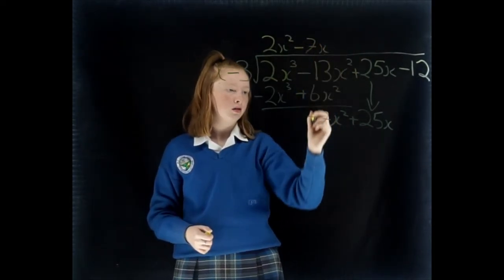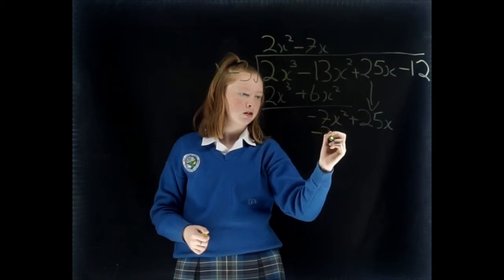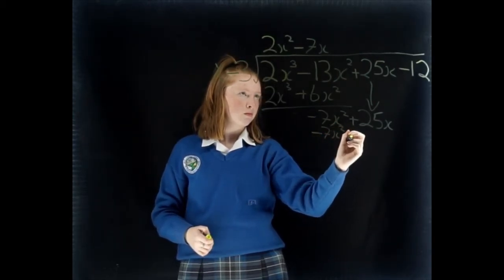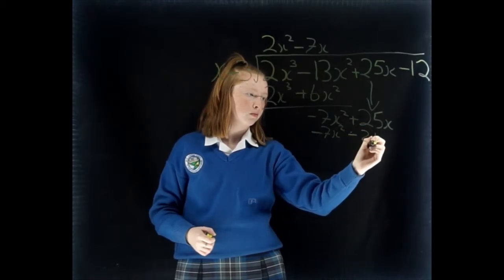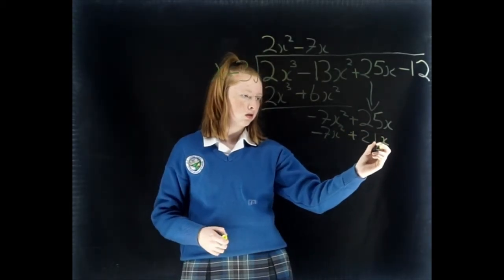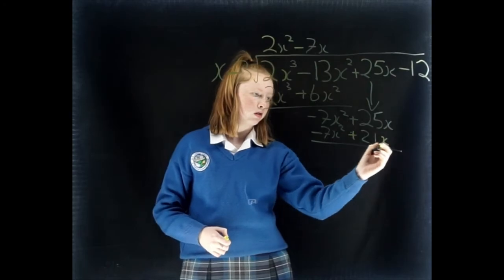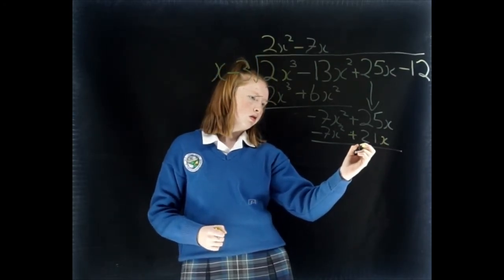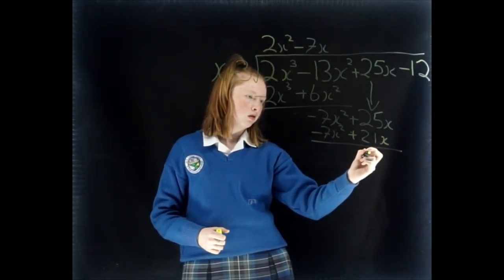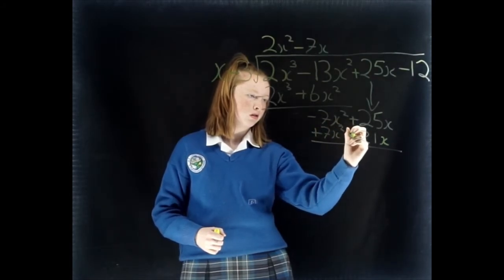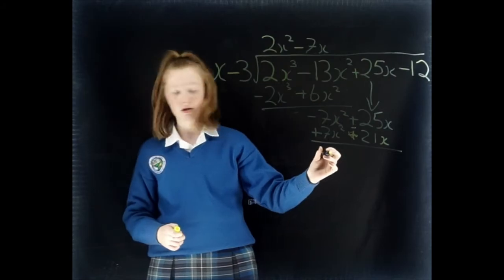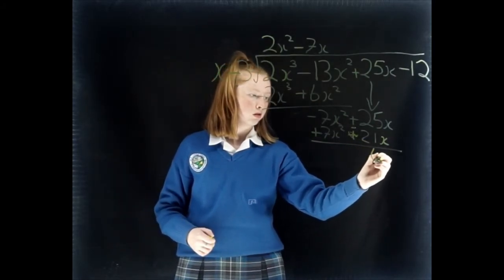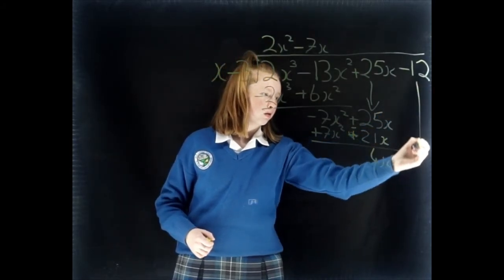So the next thing you need to do is multiply minus 7x by the two terms being divided in. Minus 7x times x is equal to minus 7x squared, and minus 7x times minus 3 is equal to plus 21x. And now you need to change the signs and cancel off again. So minus 7x squared plus 7x squared is 0, and plus 25x minus 21x is equal to 4x.